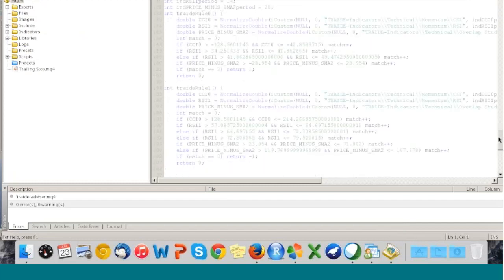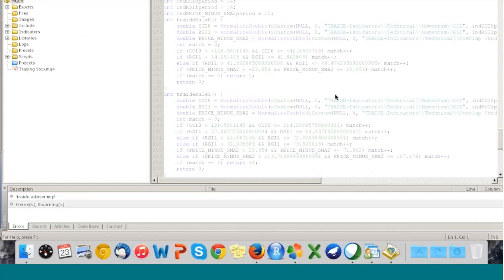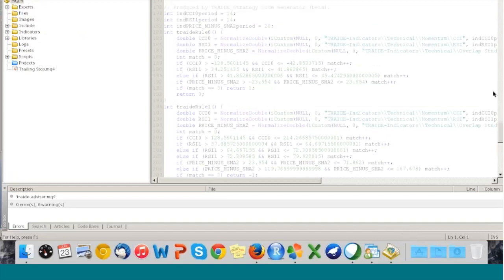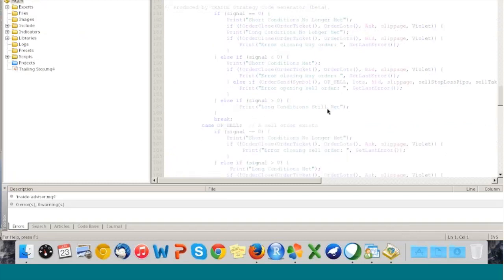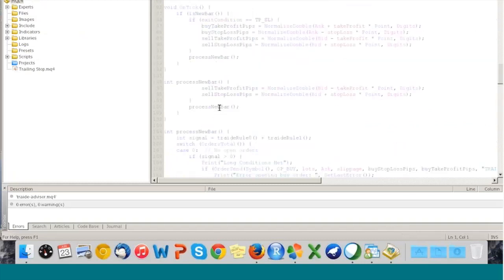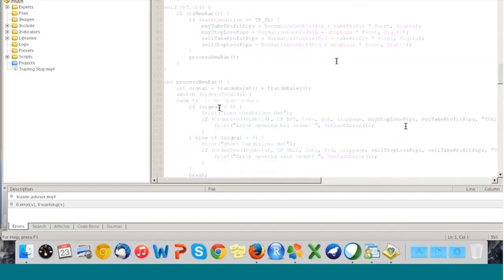Really the only area that we take care of is the signal generation. So trade rule 0 is to go long, trade rule 1 is to go short, and that's going to return 1 or -1. As long as you pop that code in your EA, everything else is very easy to do in terms of your signal: greater than 0, you want to go long; less than 0, you want to go short.